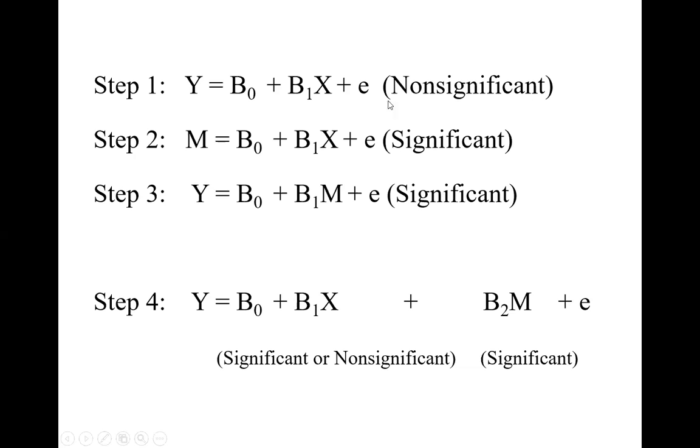In a no mediation, if in any one step out of the three steps, one step, two step or three step, the relationship is non-significant, it means there is no mediation. So here the relationship between y and x is non-significant, it means no mediation. This is the prerequisite. All the three steps should be significant, but here this is not significant.